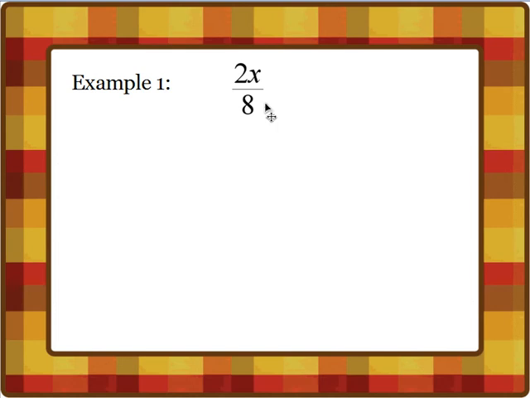So remember when we were factoring the other day, we took out what they had in common. When you reduce a fraction, that's kind of what you're doing here. They both have a 2 in common. The numerator and denominator can both be divided by 2. So I'm going to take out a factor of 2. In the numerator, that's going to leave me with just an x. In the denominator, when I take out a 2, it's going to leave me with a 4.